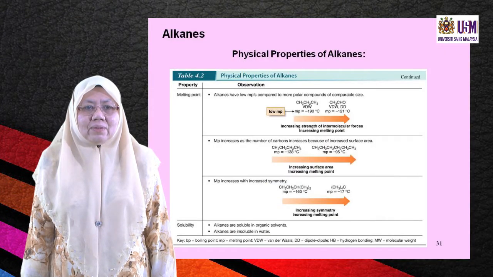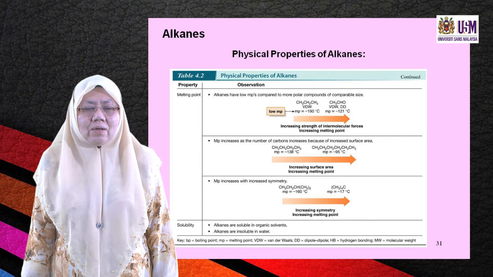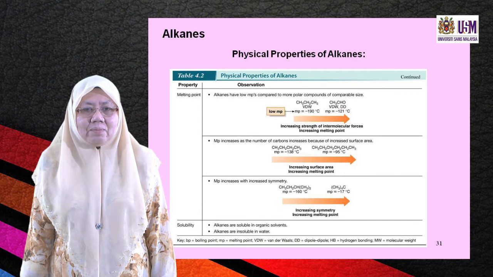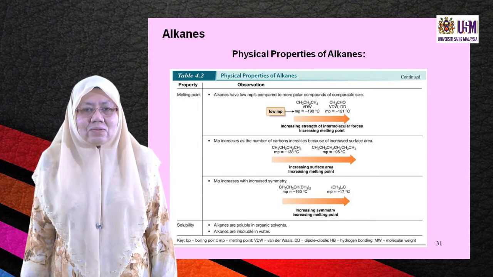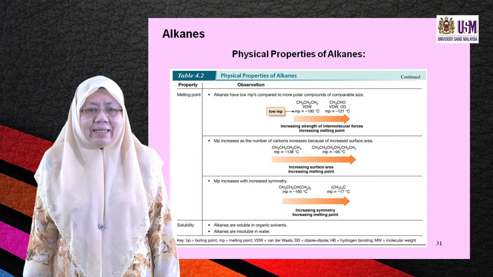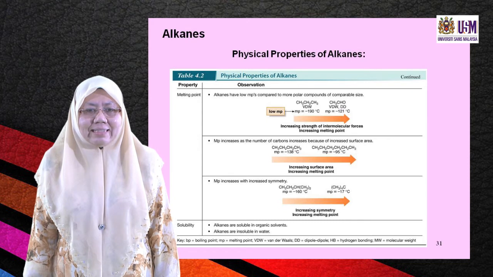The next physical property that we are looking at is the melting point. Alkanes have low melting points compared to more polar compounds of comparable size. In the example given below, we are going to look at the difference between propane and acetaldehyde. Both have the same molecular weight, but propane only has van der Waals forces, whereas acetaldehyde also has dipole-dipole moments. The melting point of propane is minus 190 degrees Celsius, whereas that of acetaldehyde is minus 121 degrees Celsius. So we can see as the strength of the intermolecular forces increases, the melting point also increases.